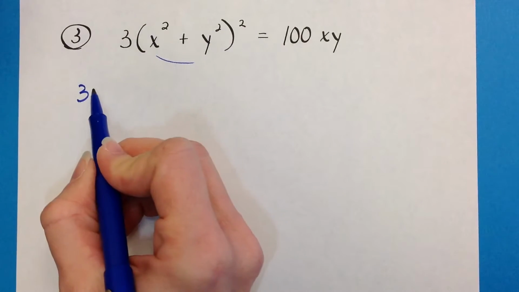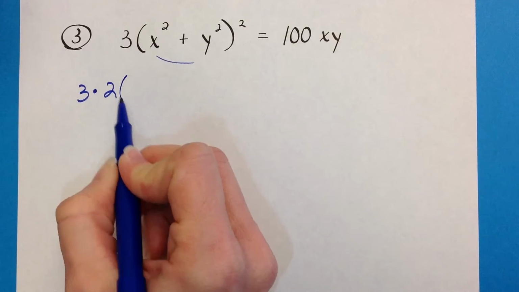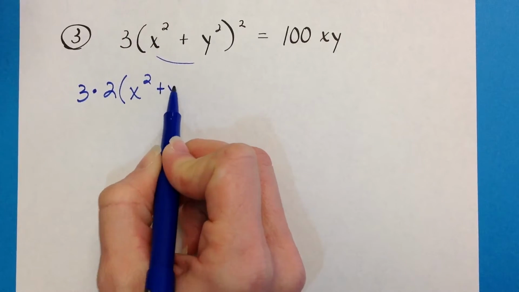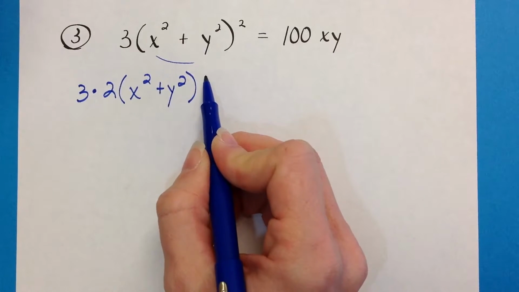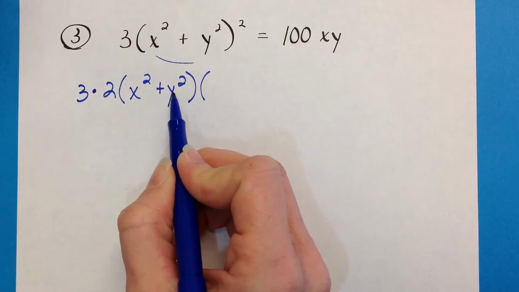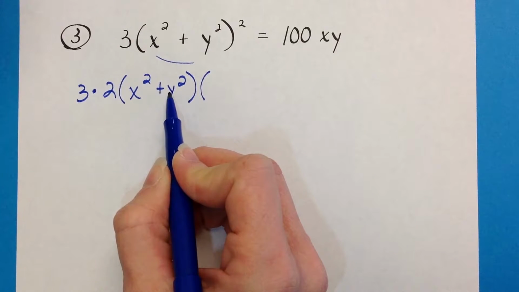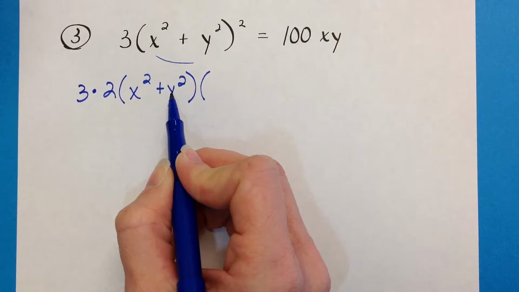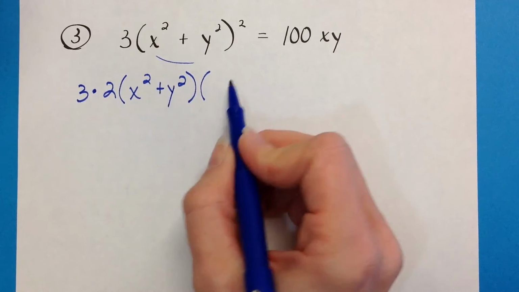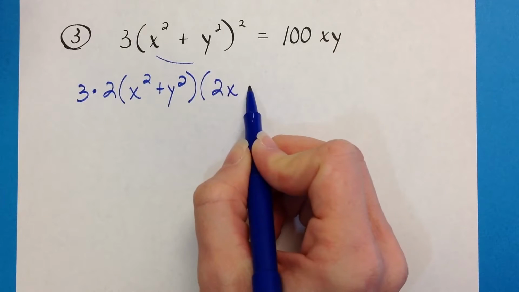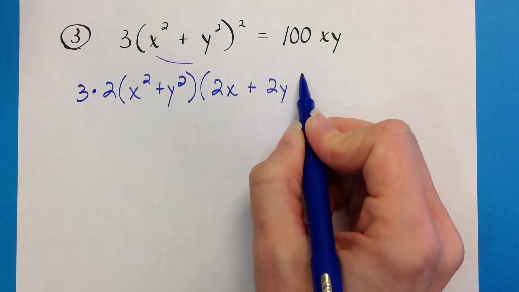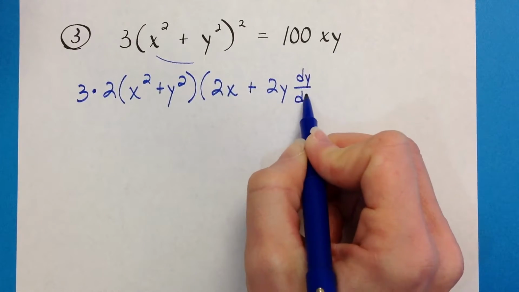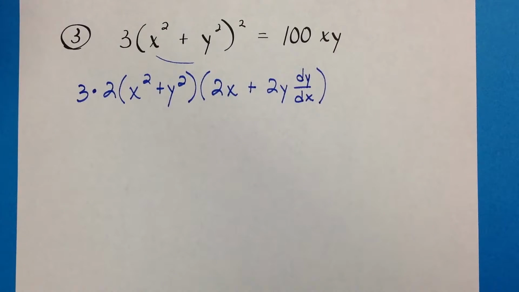So going with my power rule, I would have 2 times the function to 1 less power. So that would just drop down to the first power. Then you have to take the derivative of the inside. Well, this is a sum, so you're allowed to take the derivative of each of these terms individually. So the derivative of x squared would be 2x plus the derivative of y squared would be 2y dy dx. Because see, that is a term that involves y, therefore you would have to do the dy dx.